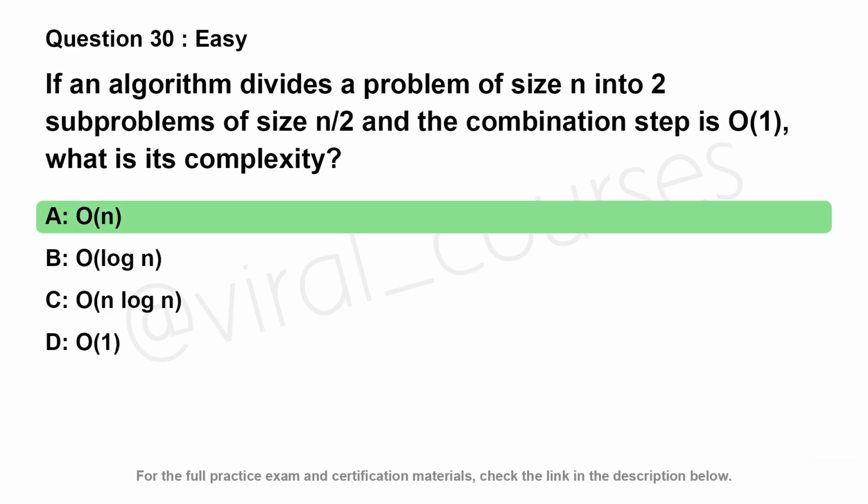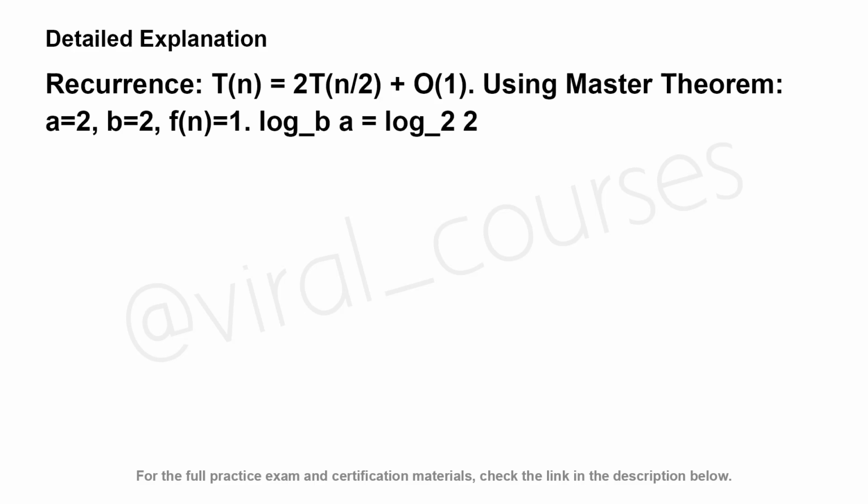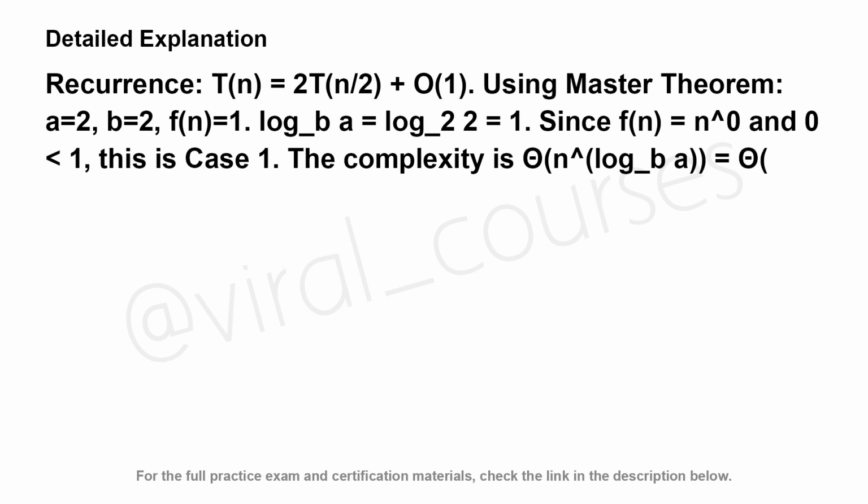The correct answer is A. Recurrence: T(n) equals 2T(n/2) plus O(1). Using Master Theorem, a equals 2, b equals 2, f(n) equals 1. log base b of a equals log base 2 of 2 equals 1. Since f(n) equals n^0 and 0 is less than 1, this is case 1. The complexity is theta of n^(log base b of a), equals theta of n^1, equals O(n).